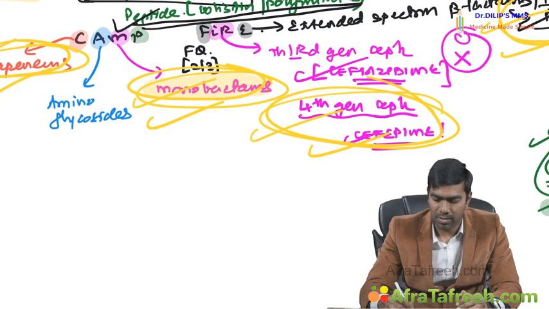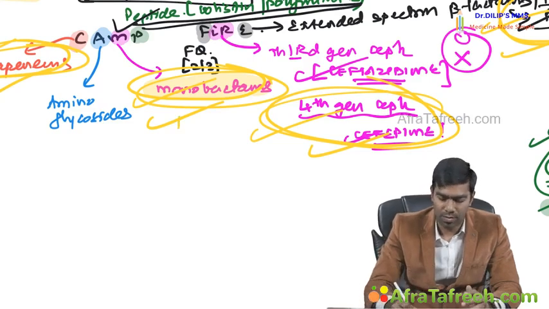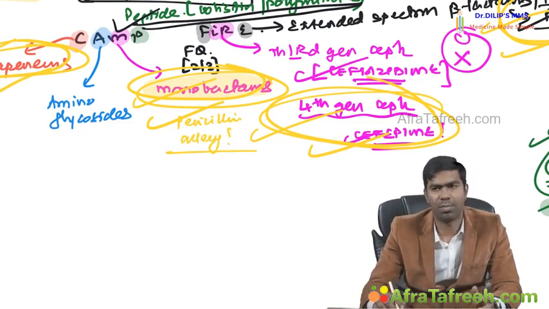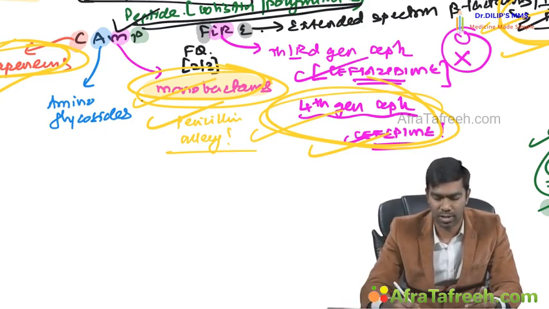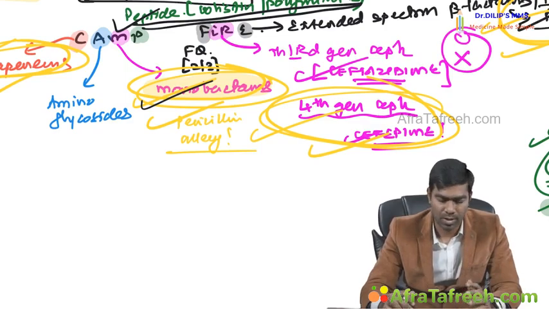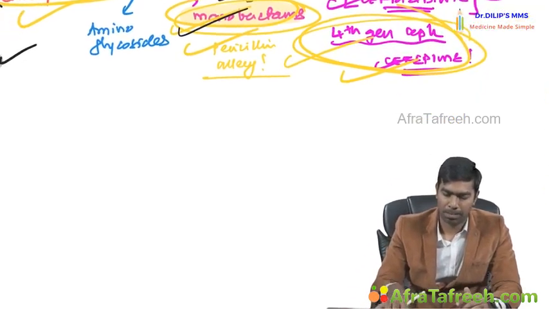And among the monobactams, I am going to use aztreonam only in case of penicillin allergy. Apart from that, I am not going to use this monobactam. That too in ICU patients only. In OP patients you have an alternative, in non-ICU you have an alternative. So only in ICU patients, I am going to use aztreonam as an alternative to beta-lactams in patients with penicillin allergy. That brings me to a conclusion.